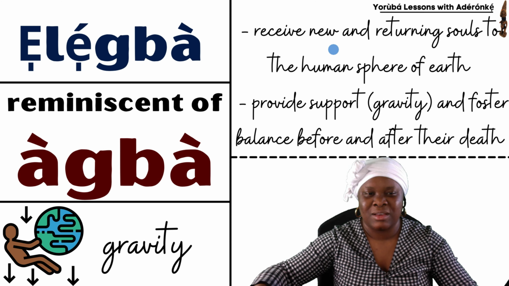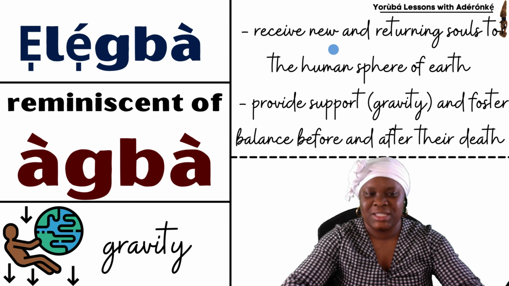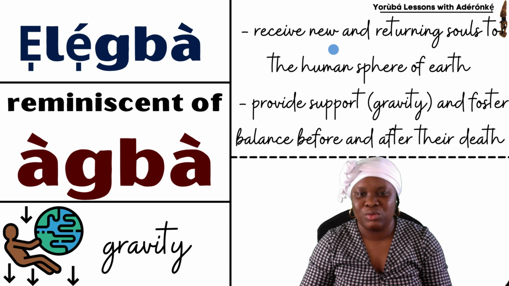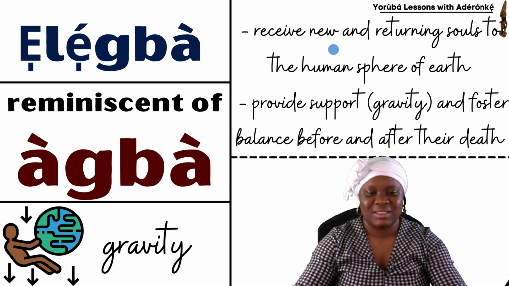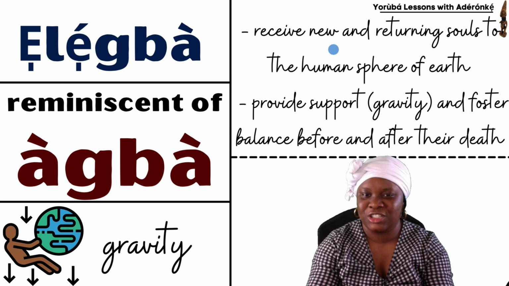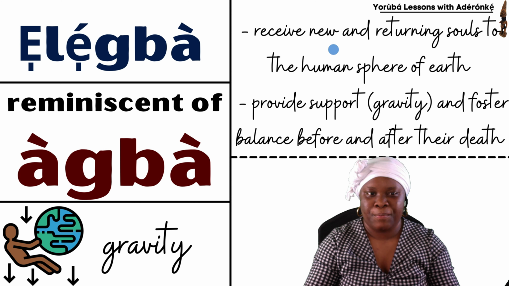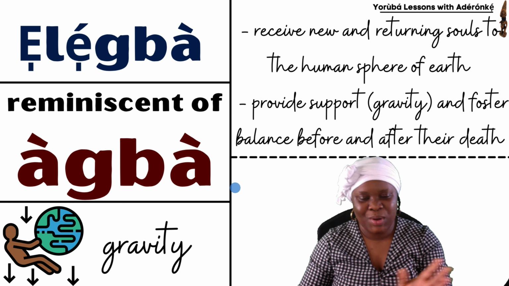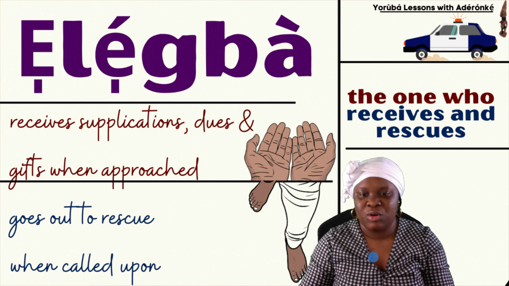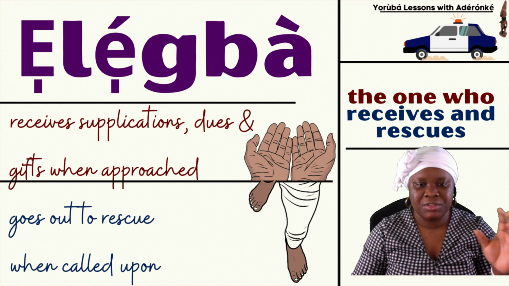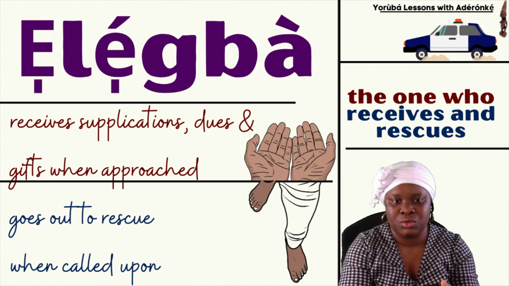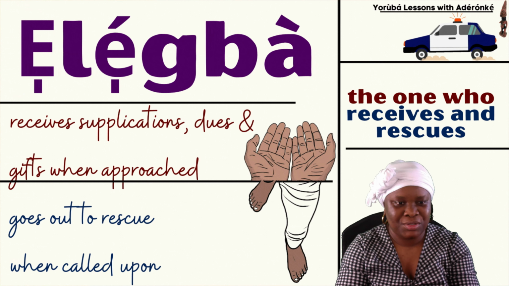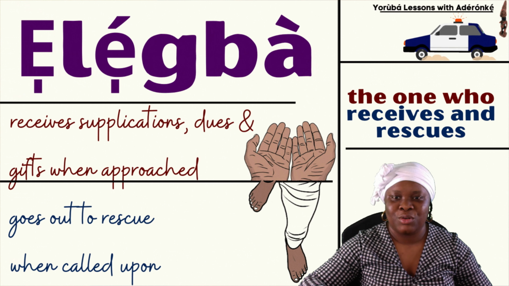So agbalagba are the ones who receive the role of being the ones who receive, the ones who support, that was why I said gravity, who just ensure that things remain in order. So anyway, that aside, Elegba is the one who receives. He receives complaints, gifts, dues and tax. I use that example. He receives supplications, but also goes out to rescue.